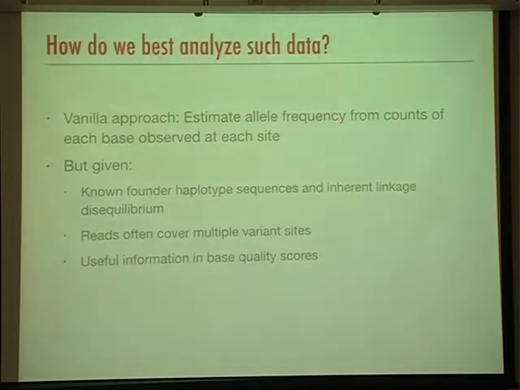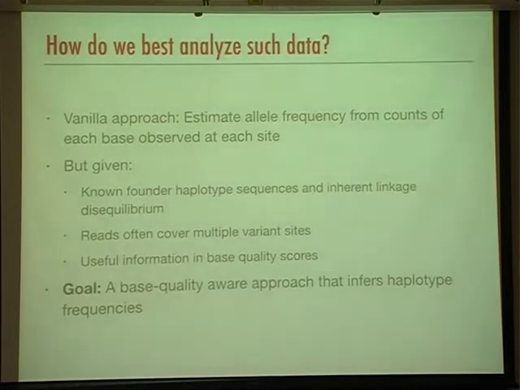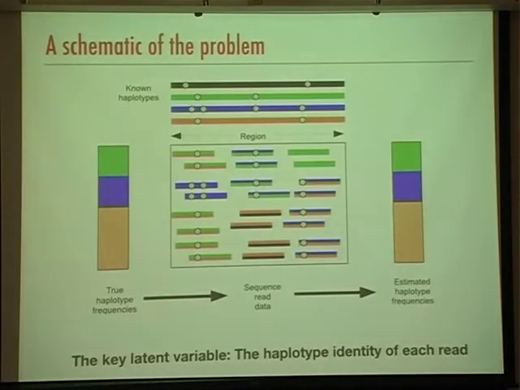And then you also have this useful information in the base quality scores. If you just count bases, you're not taking advantage of that, and you're biasing your frequency estimates because you're counting errors as real bases. So we wanted to work on a method that would be a base quality aware approach that could infer, instead of allele frequencies at each location, haplotype frequencies, and in that way gain more information about the local genetic variation in each region of the genome. So this is really a statistical genetics problem, and it's a fun one.